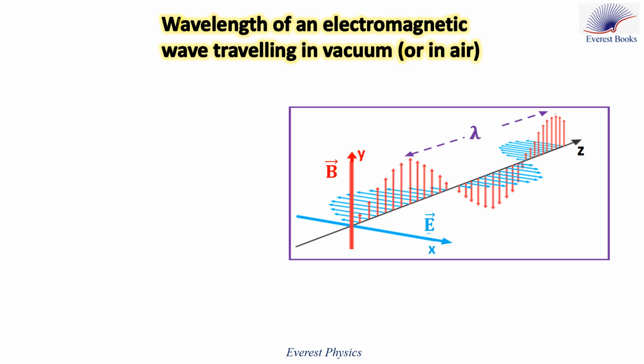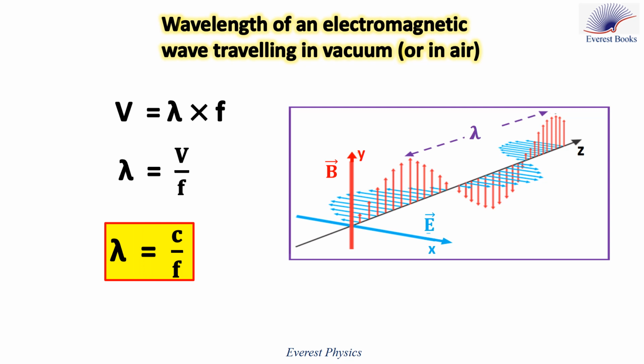Like the mechanical waves, electromagnetic waves obey the wave equation v equals lambda times f, where v is the speed of the electromagnetic wave in the medium of propagation, f is the frequency of this wave, and lambda is the wavelength. So, lambda is given by v over f. In vacuum or in air, the speed of the electromagnetic waves is c. Therefore, the wavelength of the electromagnetic wave in vacuum equals c over f.